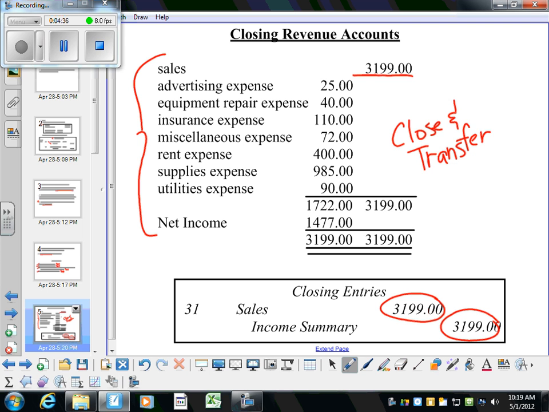These two will always be opposite. One will be debit, one will be credit. Okay, and then you have to remember that once you write this down, you have to go to those ledgers and you have to post the debit into sales and the credit into income summary. Okay, so that's step 1. Sales is now closed.